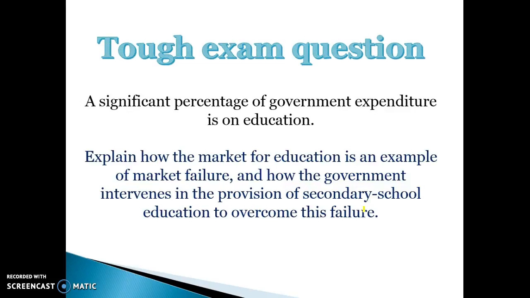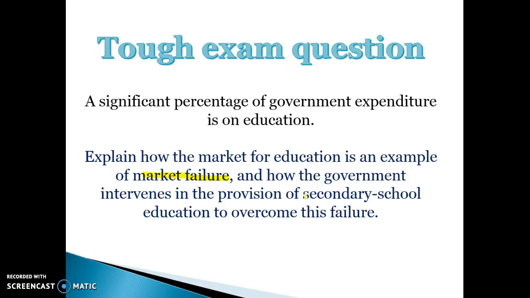And this question here is a question that students struggled with last year, so I wanted to focus on this in particular. A significant percentage of government expenditure is on education. Explain how the market for education is an example of a market failure and how the government intervenes in the provision of secondary school education to overcome this failure.